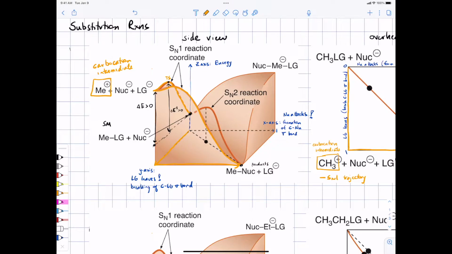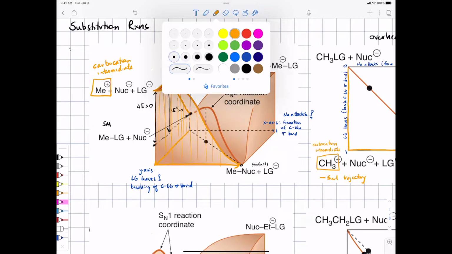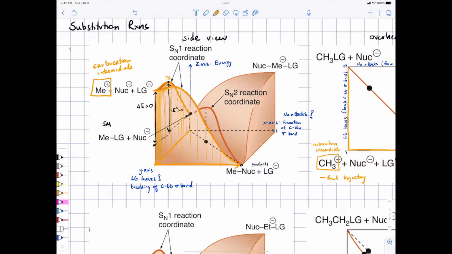And so hopefully I'm trying to illustrate the flat surface that's a slice of this potential energy surface that corresponds to the SN2 trajectory or SN1 trajectory. You have this surface here along the y-axis. And then along the x-axis, you have this slice of the potential energy surface.